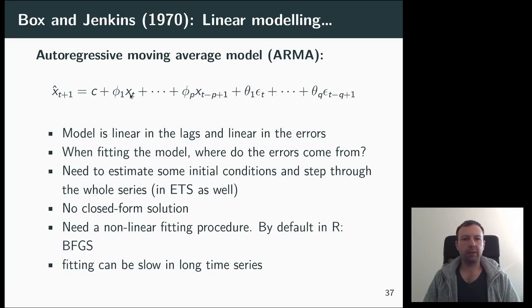So the idea is you have basically here your xt, and then you have xt minus 1, t minus 2, and so on. And you just build a linear model on those. And now you also have your errors at time t, t minus 1, and so on, and another linear model on all of them. So it is a linear model. However, if you've ever tried to fit an ARIMA model, you would ask yourself, well, where do I actually get these errors from that I need in the fitting?